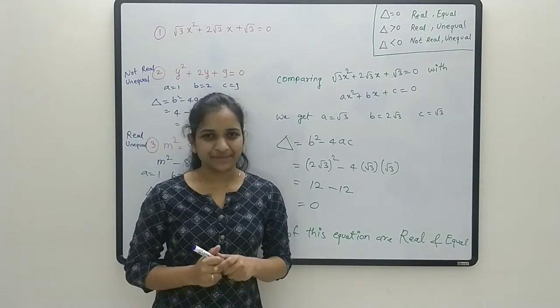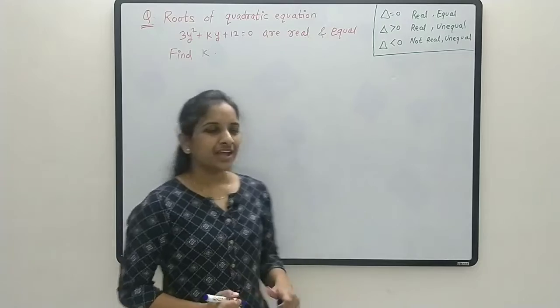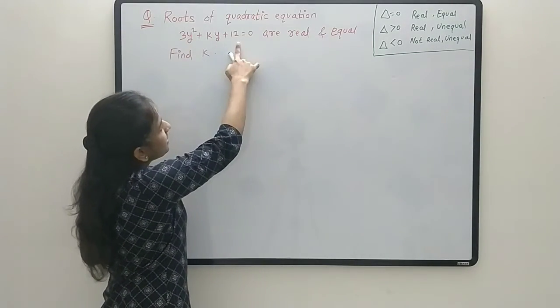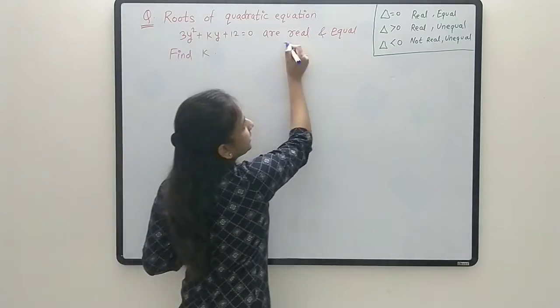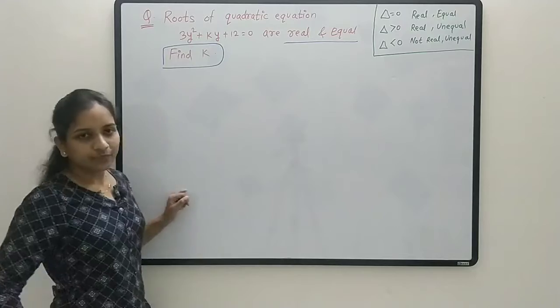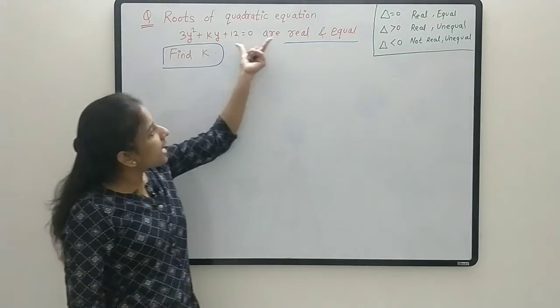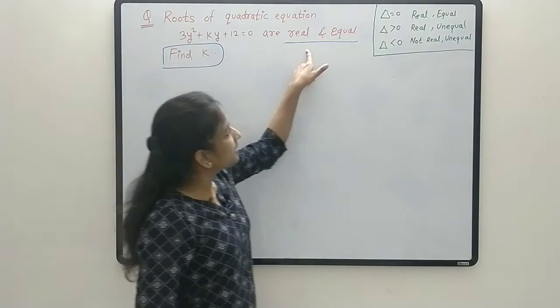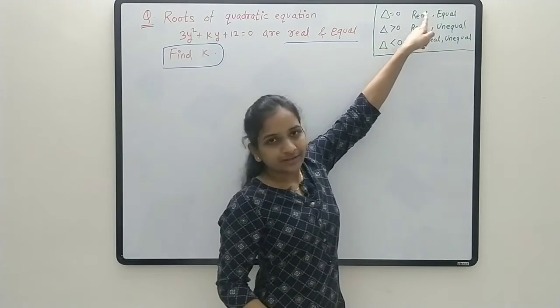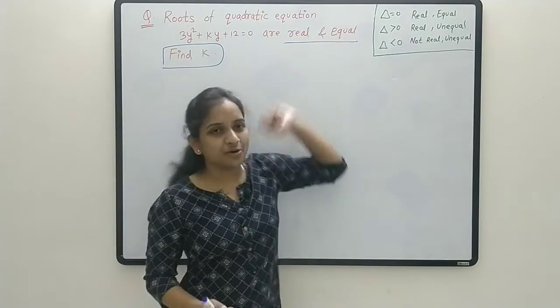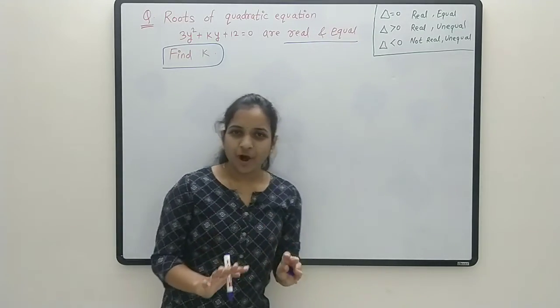Now let's solve the next example. The roots of the quadratic equation 3y square plus ky plus 12 equal to 0 are real and equal. Then we need to find k. See, the roots are real and equal. It is given. Roots are real and equal means the discriminant value is 0. Delta is 0, already given.